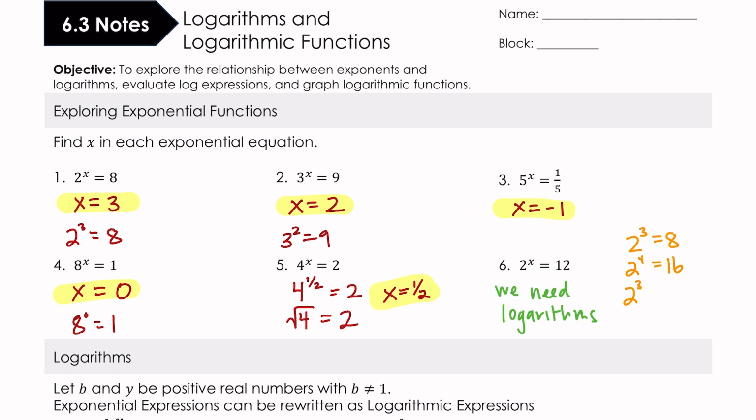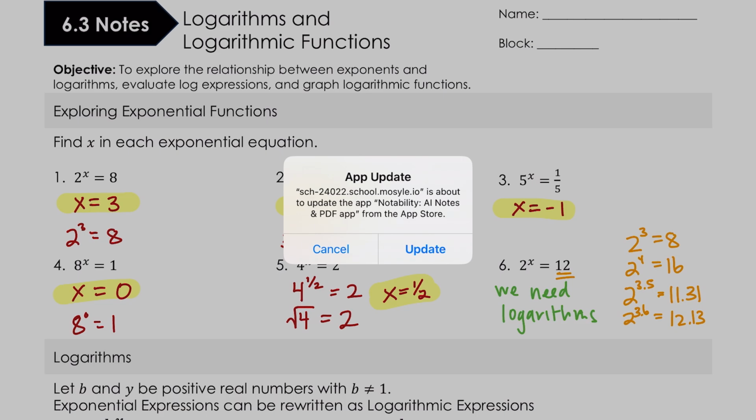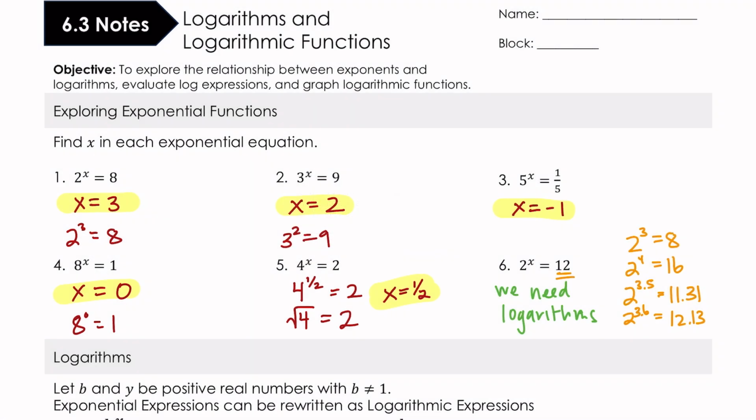If I do 2 to the 3.5 in the calculator, I get 11.31. I'm trying to figure out 2 to what power is going to give me 12. We could guess 2 to the 3.6. 2 to the 3.6 gives me like 12.13. So it's somewhere between 3.5 and 3.6. We'd have to keep guessing and trying to go there. So this is why we need logarithms, to be able to solve for the x when it's not a whole number that we're familiar with, or even a fraction that we're familiar with.